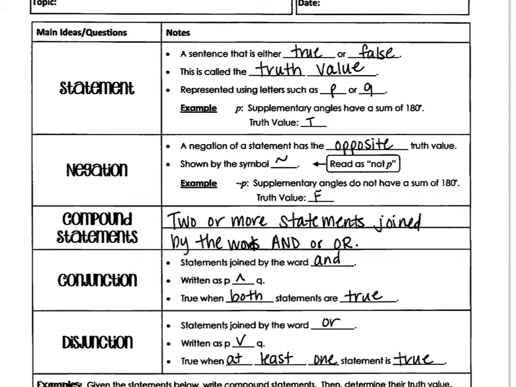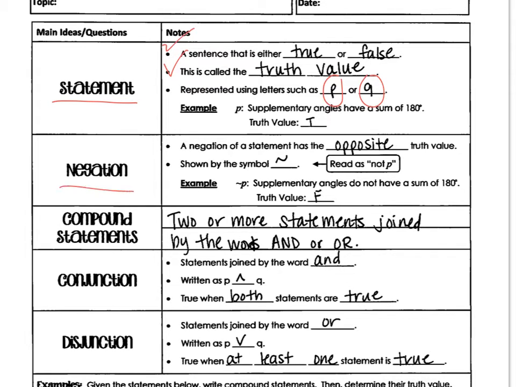First, let's talk about the basis of a statement. A statement is a sentence that is either true or false. This is called the truth value. We represent the truth value with letters such as P or Q. An example: supplementary angles have a sum of 180 degrees. So the truth value in this case would be true.